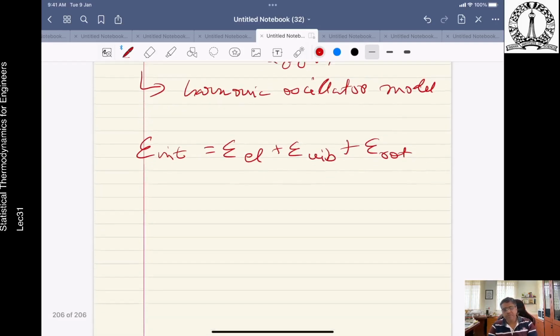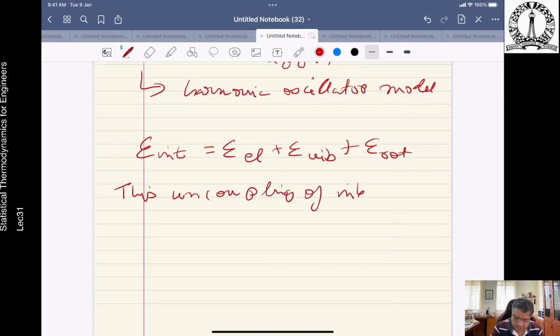The uncoupling of internal energy modes is a rudimentary model, and it provides the simplest explanation for the various spectral features that we will see.